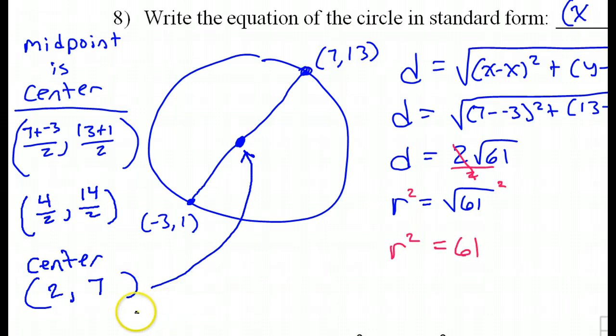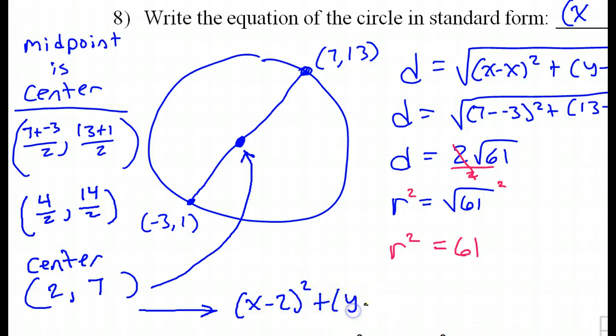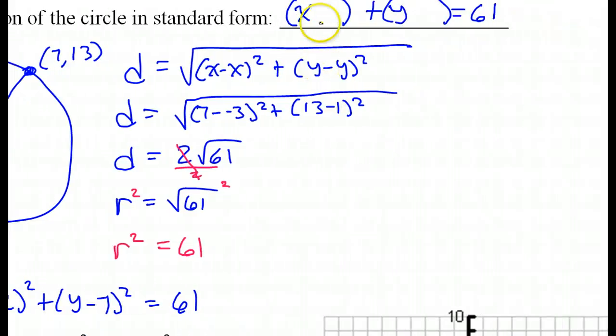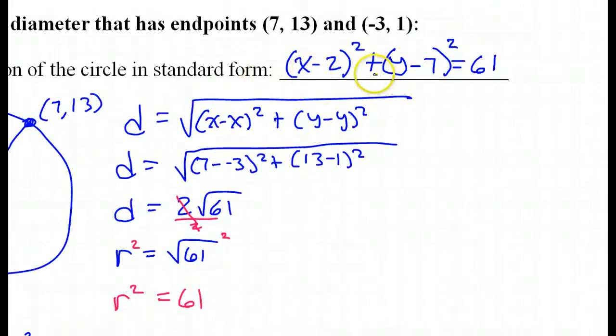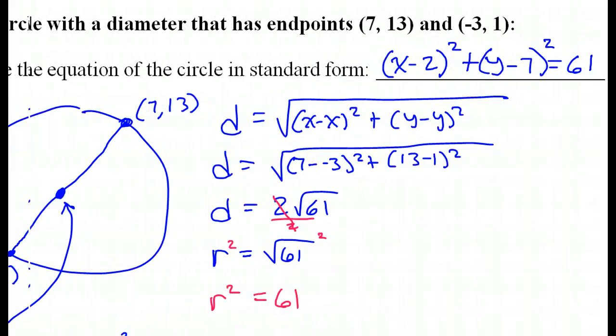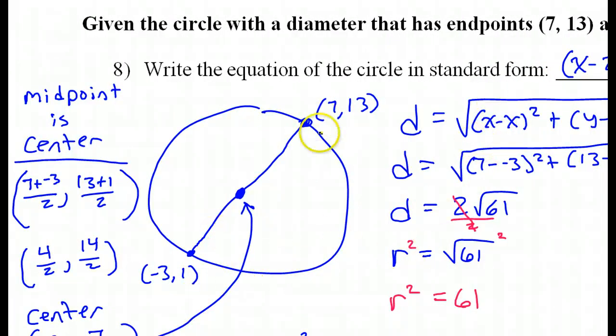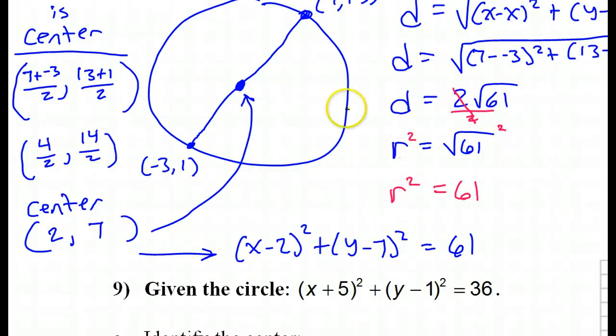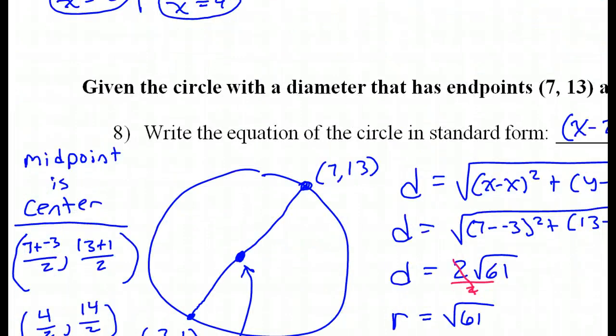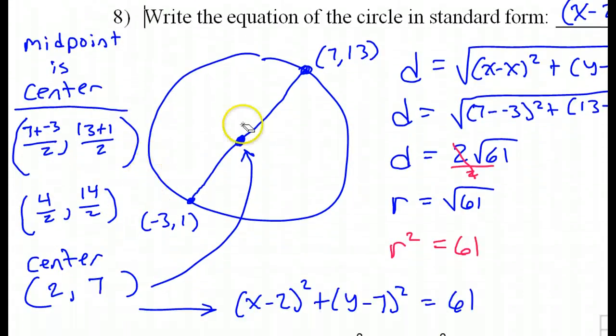Which means when we write the equation, we're going to have (x minus 2) squared plus (y minus 7) squared equal to our 61. So there it is. That's how you write the equation in standard form. Use the distance formula to find the diameter. Cut it in half to make your radius. Don't forget to square it because your equation needs radius squared. Don't leave it a radical 61. And then use the midpoint formula to find the center: average of the x's, average of the y's.